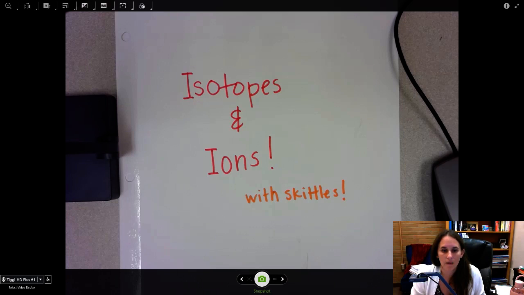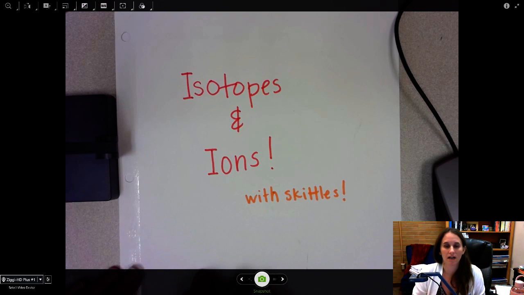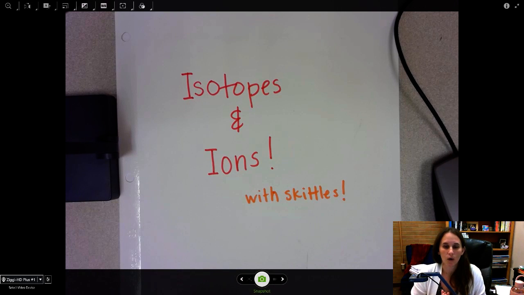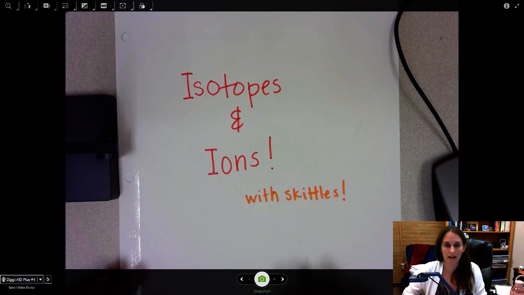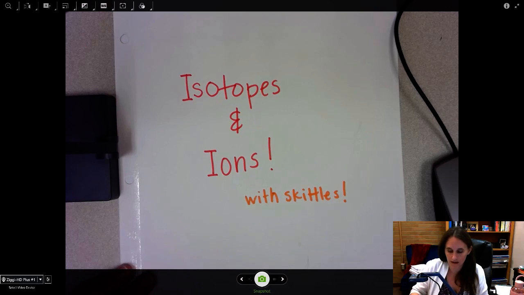Okay, so I want to talk about two major concepts that often cause a lot of confusion for students, and those are isotopes and ions. And as you can see, we will be modeling isotopes and ions with Skittles. One, because I'm hungry and I ate all the red ones already, and two, that's what the vending machine on campus had that would work. So that's what we're doing, modeling isotopes and ions with Skittles.